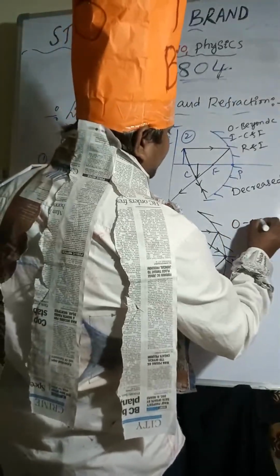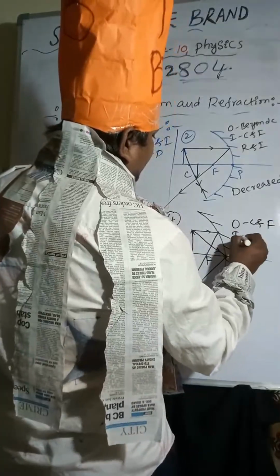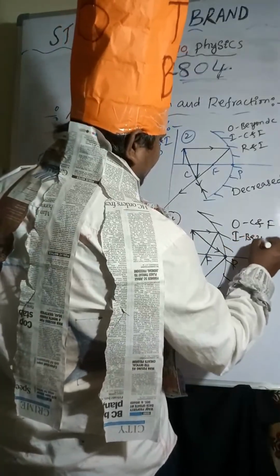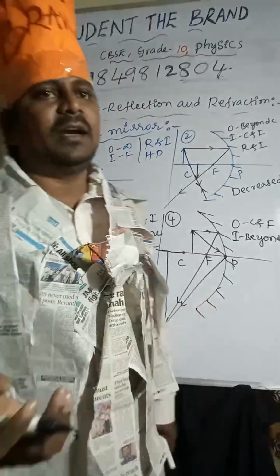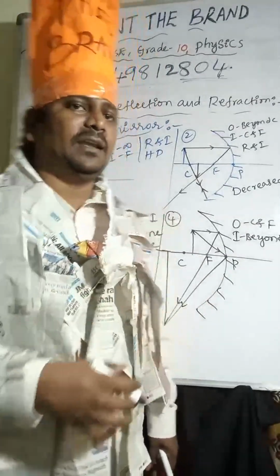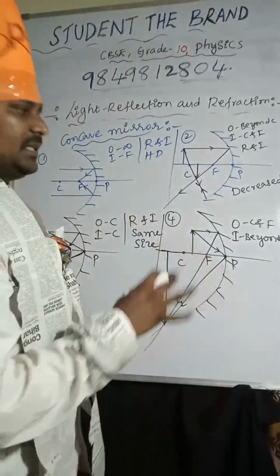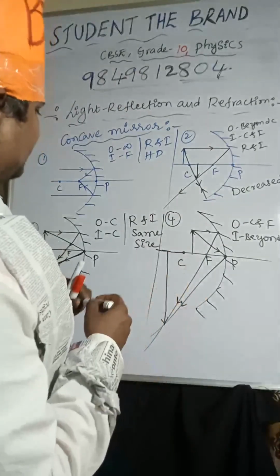Object is placed between F and P. Image will form beyond C. Nature of the image is real and inverted. Size of the image is enlarged. So these are the 4 diagrams.